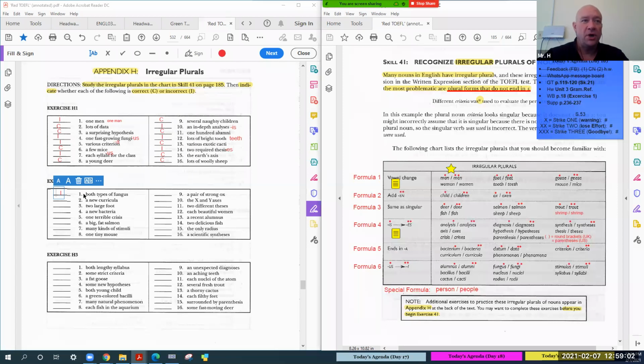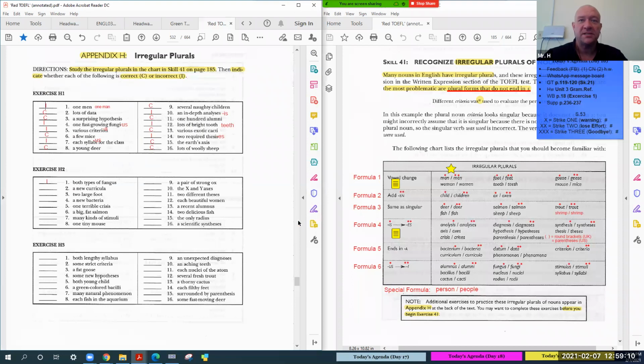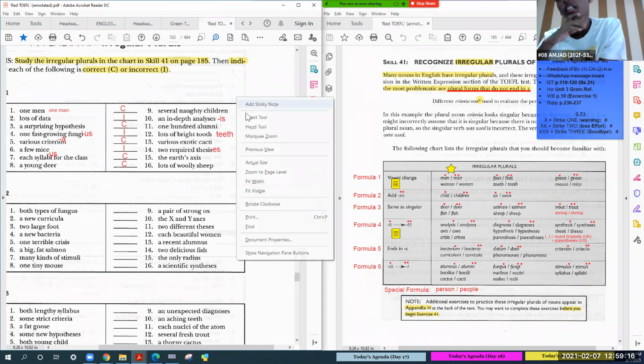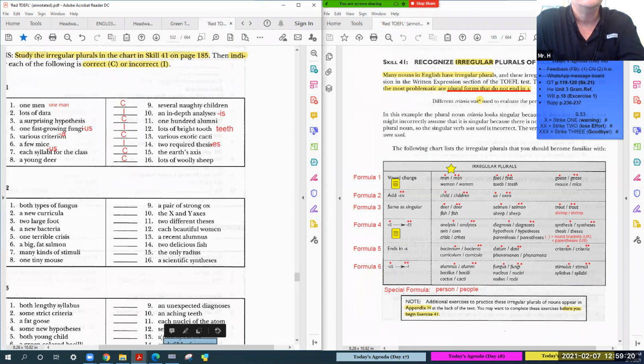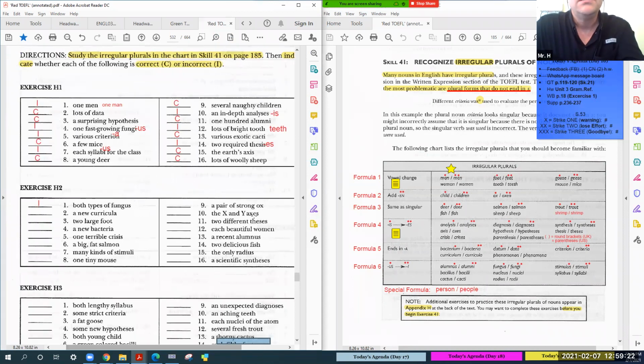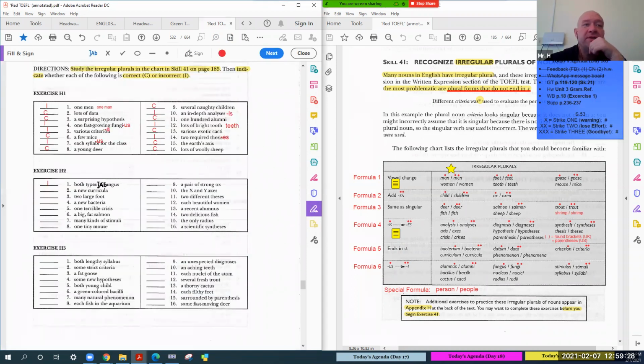All right. So instead of both types of fungus, what should it be? Fungi. It should be fungi. Okay. Both types of fungi.